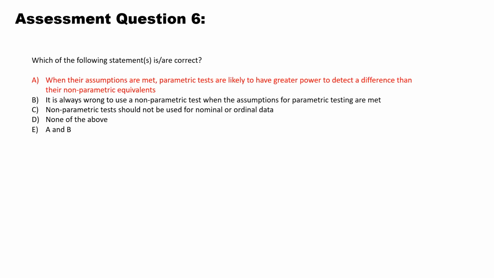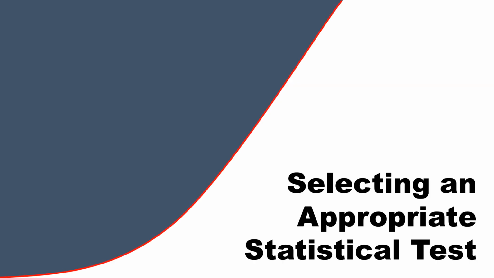Correct answer is A. When their assumptions are met, parametric tests are likely to have greater power to detect a difference than their non-parametric equivalents. So now we're going to talk about selecting an appropriate statistical test and then moving into presentation of results.